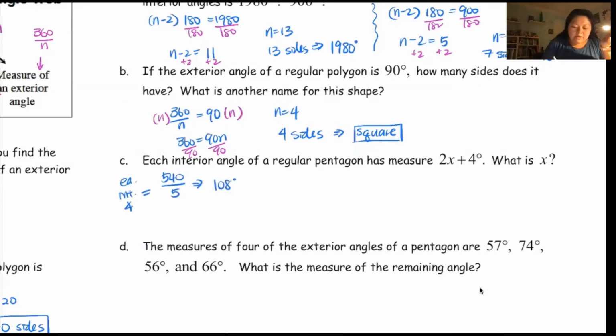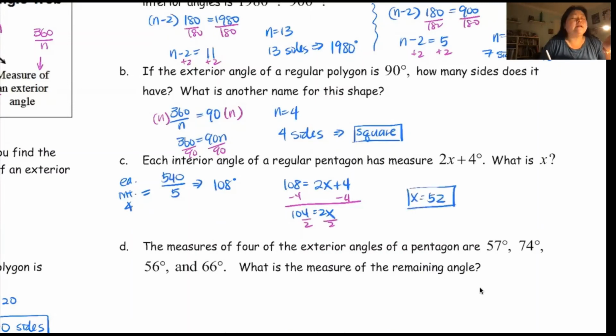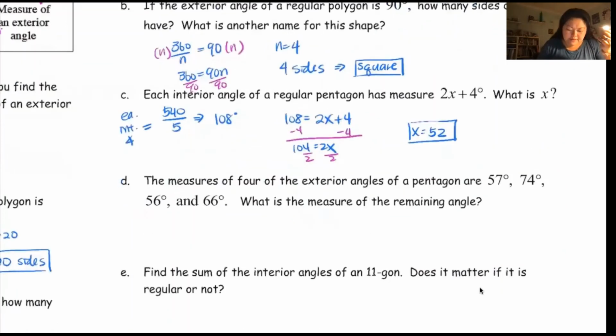Now you take that 108 and set it equal to the expression 2x plus 4 that we need to solve for x. Now this is algebra. Subtract 4 on both sides and get 104 equals 2x. Divided by 2, your x equals 52. And it just says what is x, so our job is done. We found x.